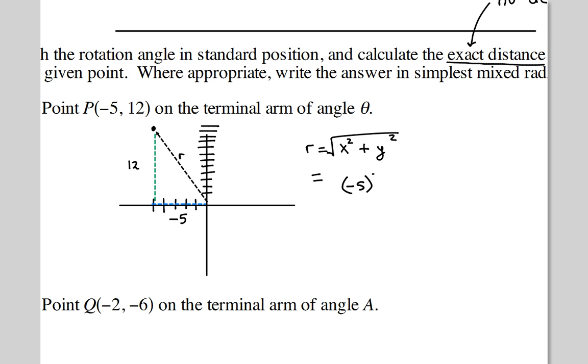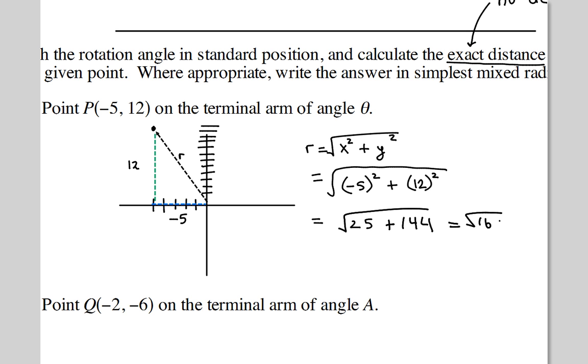Positive, right? So that'll become 25. And this becomes 144. This is actually a perfect one. I remember this one. So 25 and 144 make 169, and that has a square root of 13. I know that one. So there's your value for r.